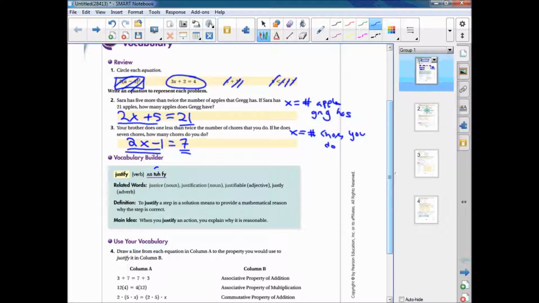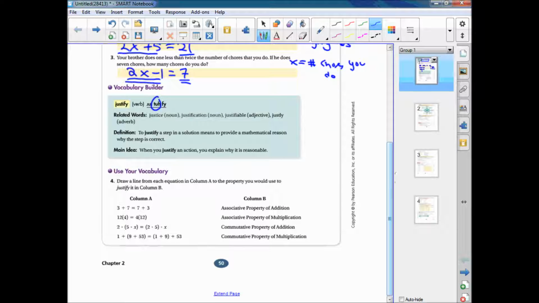Our vocabulary word today is justify. Related words: justice, that's the noun for it; justification is also another noun; justifiable is an adjective; and justly is an adverb. So the definition: to justify a step in a solution means to provide a mathematical reason why the step is correct. So we're using deductive reasoning. We have to have some math reason that we know. When you justify an action, you explain why it is reasonable.